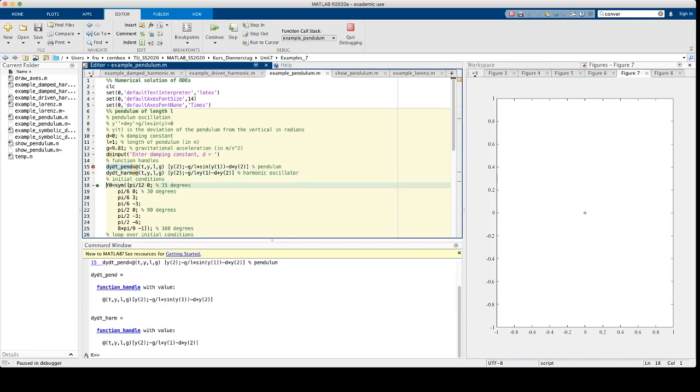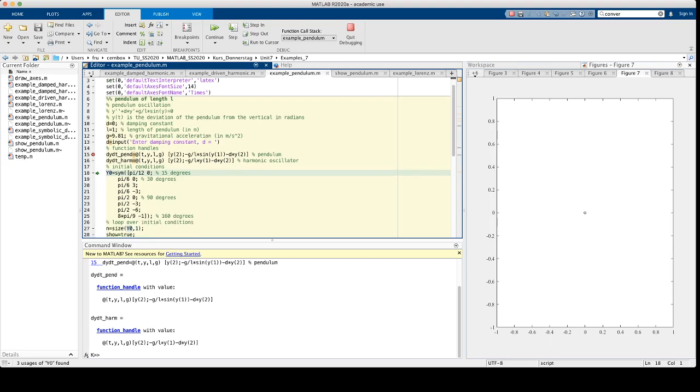I have defined a set of initial conditions. The first initial condition, which is pi over 12 in line 18, is the initial deviation of the pendulum from the vertical. And the second one, which is 0 in line 18, is the initial velocity of the pendulum. The velocity can be positive or negative. If it's positive, the velocity vector points counterclockwise. If it's negative, the velocity vector points clockwise.